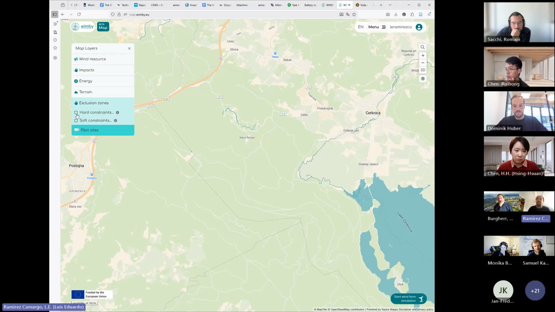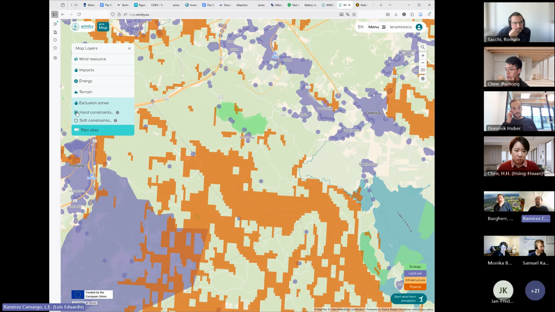But we also have some exclusion zones that we know because of ecology. If there is a natural protected area, you will see a green surface. If there are residential areas or commercial areas, you will see these purple zones. If there is some infrastructure, you will see the train lines or the highways. And if there is some sort of physical constraint, because for instance the slope of the mountain is too high, you will also see these orange hard constraints.